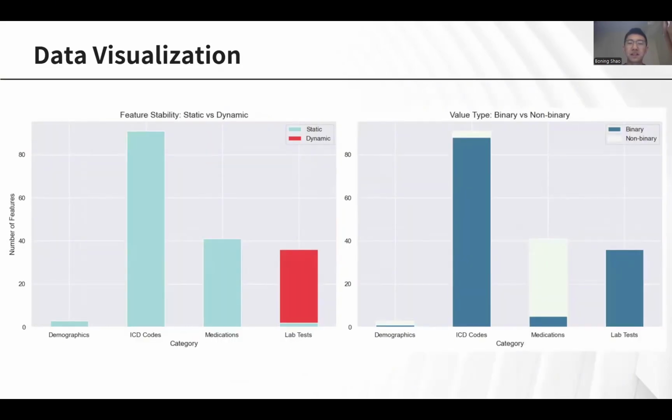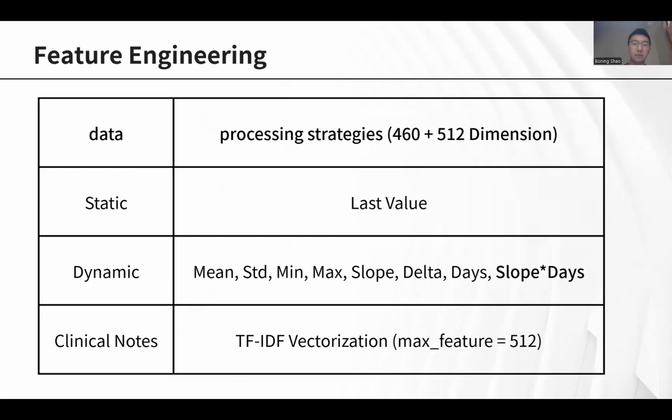Moreover, we found a clear distinction. Demographics, ICD codes, and medications are almost entirely static, which means the data rarely change during one stay of a patient. In contrast, lab tests are mostly dynamic, fluctuating daily, which reflects the patient's real-time physiological state. On the right, we see that there are many binary features, although treatments are mostly non-binary since it records the actual dosage. Driven by that analysis, we adopted the following strategy.